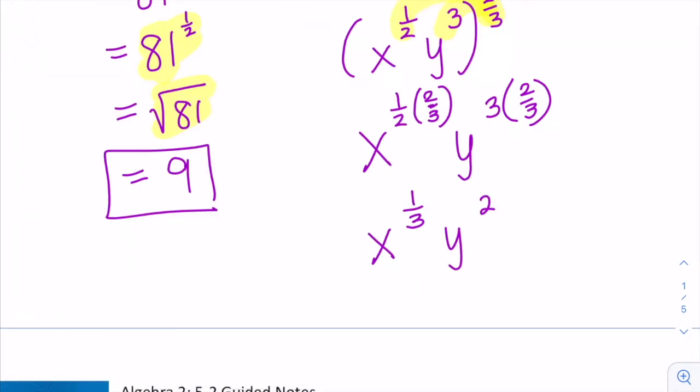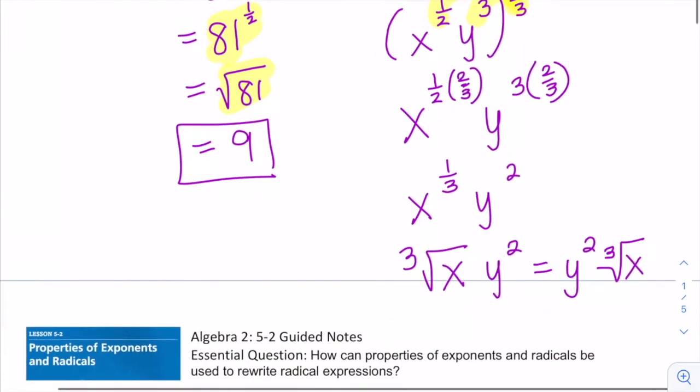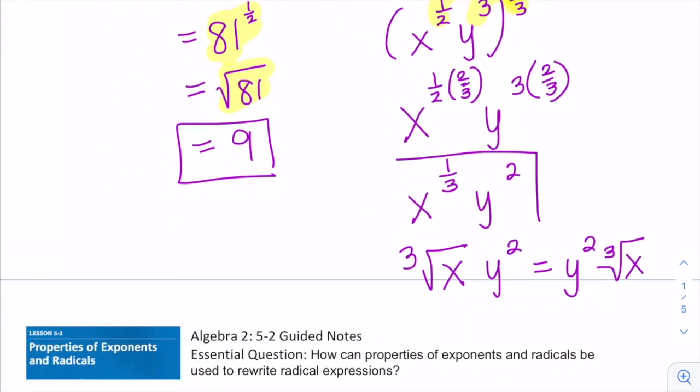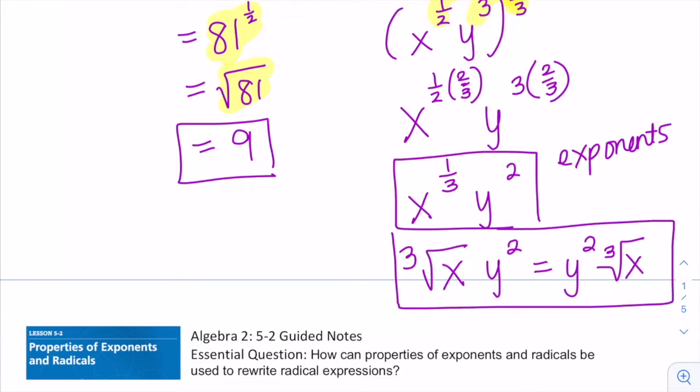If they did ask us to write this as a radical, we'd have the cube root of x times y squared. And because sometimes that y squared looks like it's inside, we can also write it as y squared times the cube root of x. So if they asked you to write it with exponents, we'd keep it in this form. And then if they asked us to write it as a radical, we'd put it in either one of these forms.